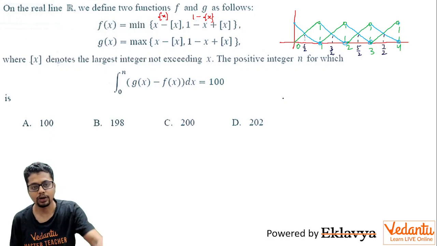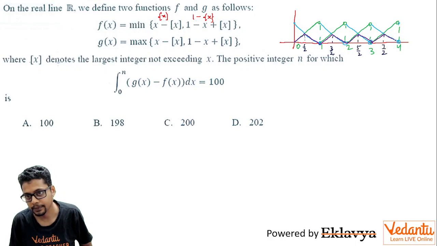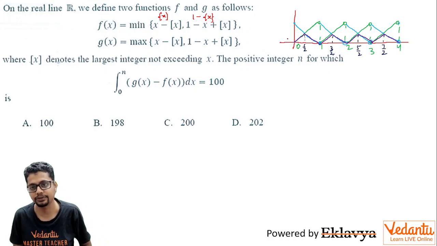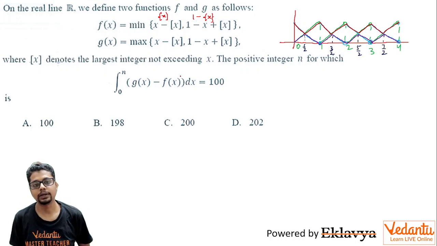And if you were to talk about f(x), it would be the minimum of these two. So f(x) essentially would be this. This is what f(x) is. And what about g(x)? g(x) is the maximum of the fractional part of x and 1 minus the fractional part of x. So it is essentially this.